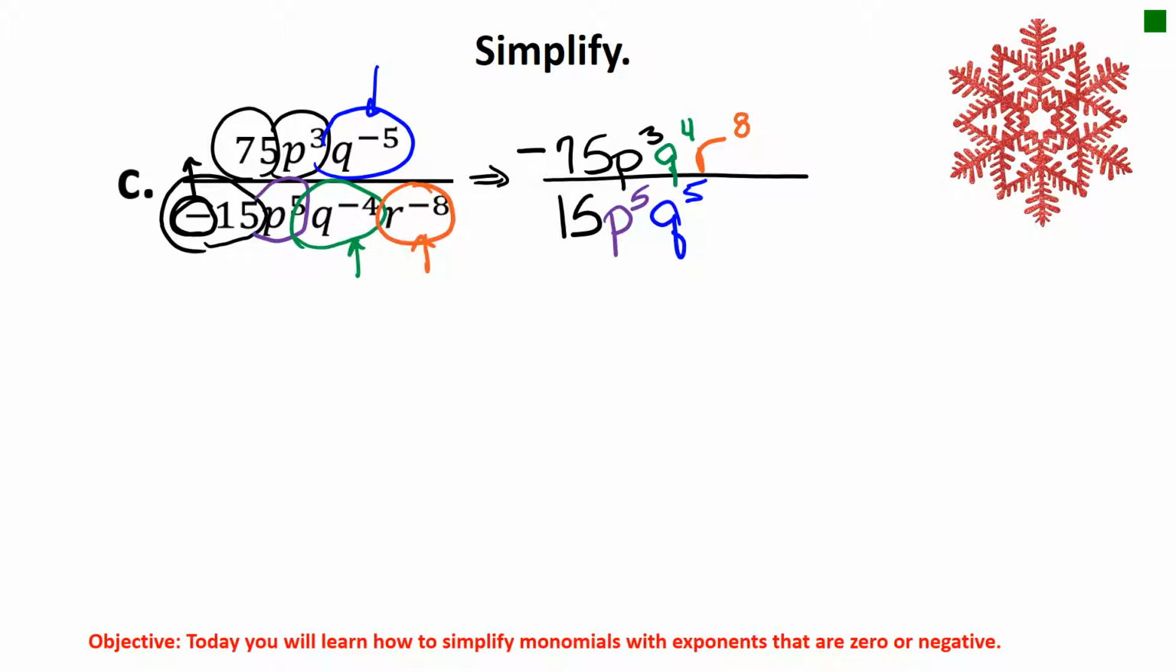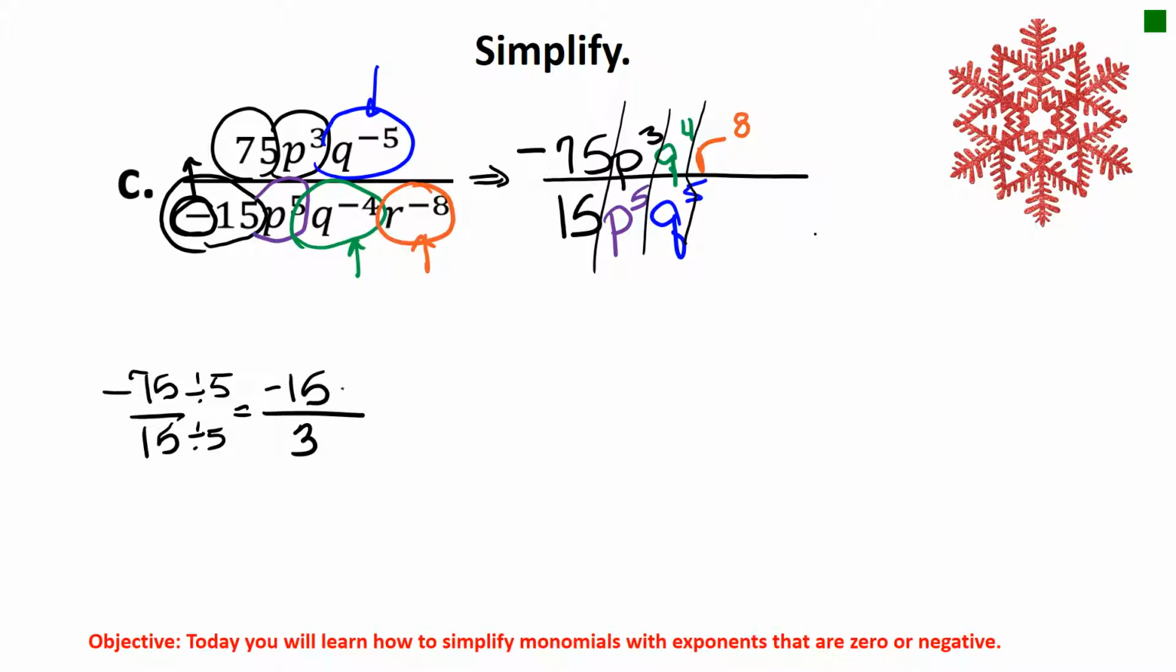So now I have to take care of all of the different little houses. So I've got negative 75 over 15. I can divide both of those by 5. Oh, let's see, the easy one on the bottom is 3. This one is negative 15. I can divide both of those by 3. So it's negative 5 over 1. So I'm going to put the negative 5 in the numerator.